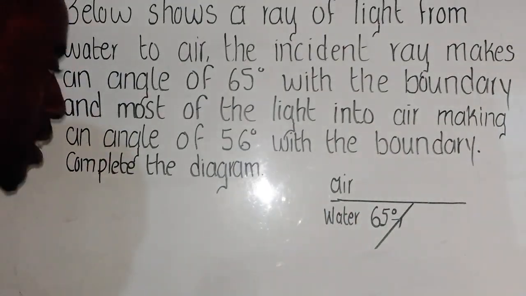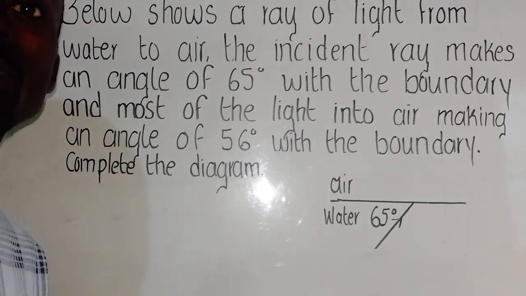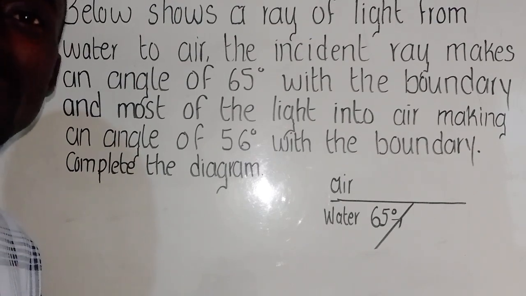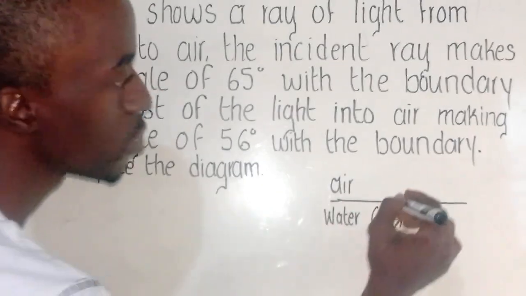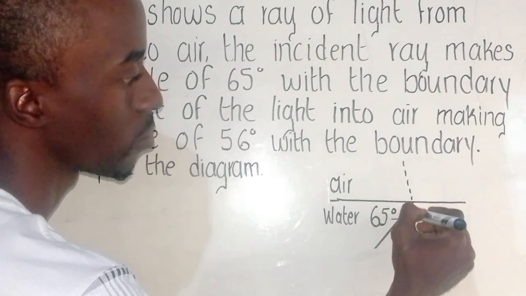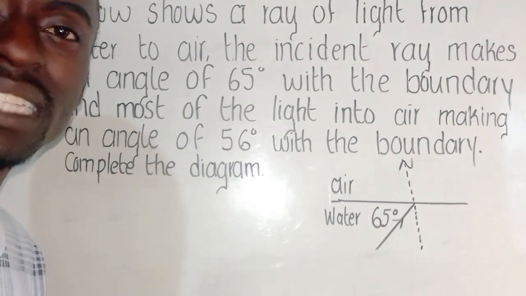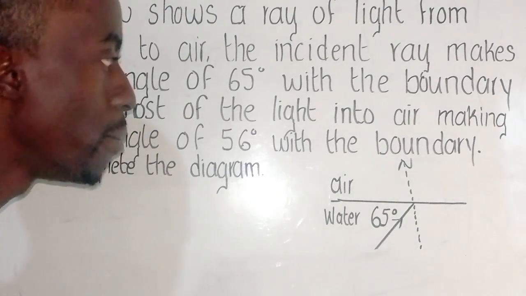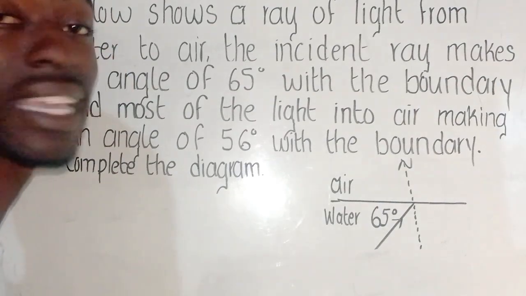Okay, now the question is saying complete the diagram. When they say complete the diagram, it simply means you are supposed to mention a lot of things. Number one, you're supposed to start with what you call the normal, an imaginary line. So at this point, a dotted line. So you draw a dotted line like this, and then you put N. This N simply means the normal. It's an imaginary line which forms 90 degrees. Meaning that here there is 90, there is 90, here there is 90, there is 90.